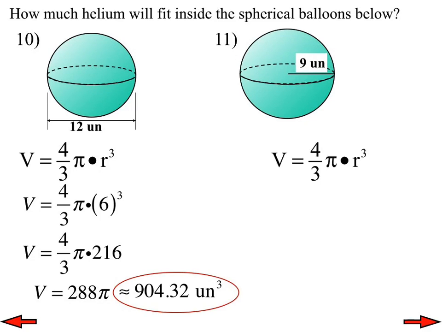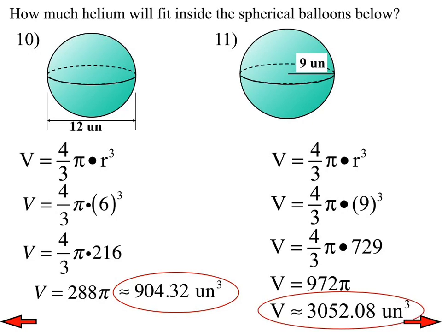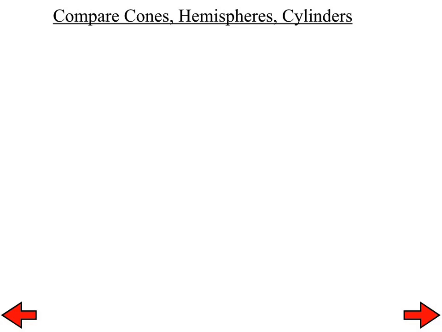And number 11, we are given the radius, which is 9. Piecing all that together, 972 pi in terms of pi, and 3,052.08 units cubed. That's how much helium will fit inside of that balloon. So now, a quick comparison, and you've got some things that you need to fill in here, and then I have one last question for you.